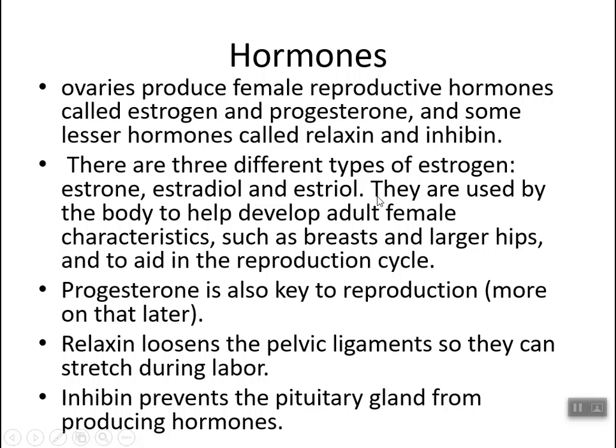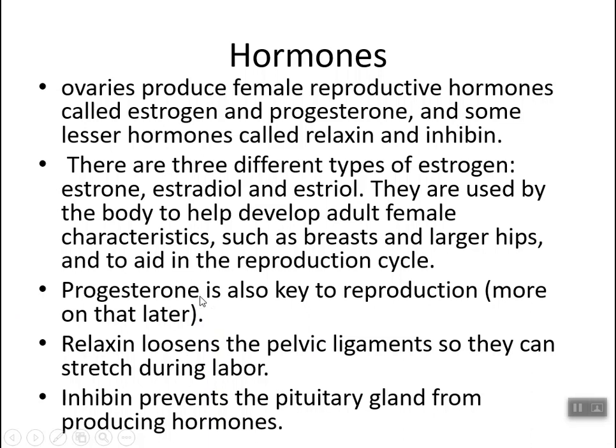There are three different types of estrogen: estrone, estradiol, and estriol. They are used by the body to help develop adult female characteristics such as enlargement of the breasts and larger hips, and to aid in the reproductive cycle, that is the menstrual cycle. Progesterone is also key for reproduction, but its role is during pregnancy, to prepare the uterine walls.